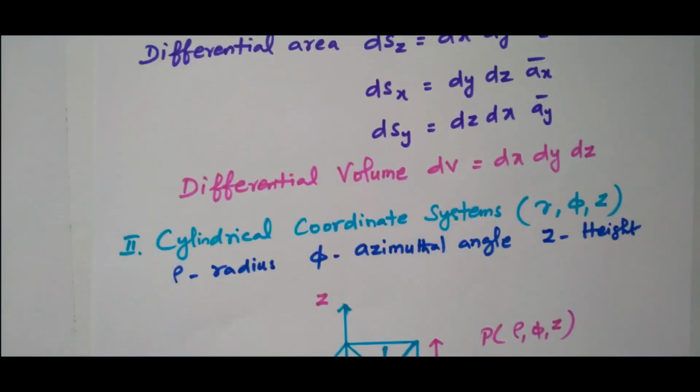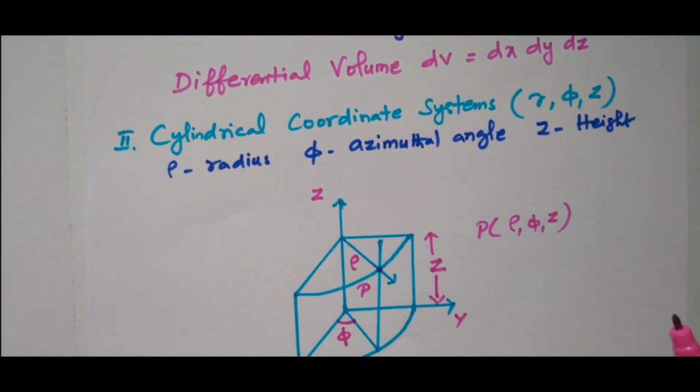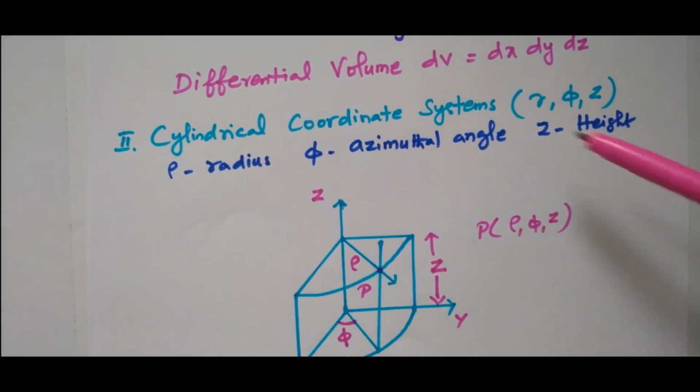Now we'll go to the second coordinate system, the cylindrical coordinate system. The cylindrical coordinate system is represented by rho, theta and z.